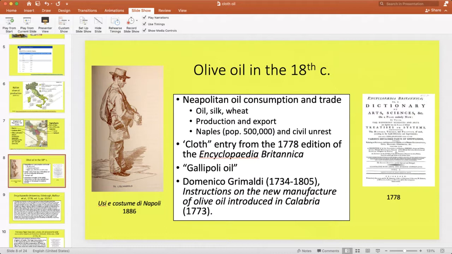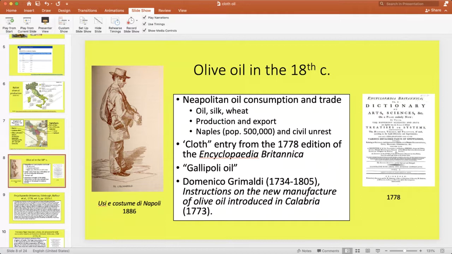Olive oil was one of the major products of the kingdom, along with silk and wheat. There's a lot of revisionist history about southern Italy pointing out that indeed the Kingdom of Naples, much as it was maligned after unification in the historiography of Italy, actually had a really dynamic economy and an Enlightenment culture and all sorts of things, which I don't need to go into here. But notable, the most important export of the kingdom was olive oil, and in particular olive oil from Puglia, from the Terra d'Otranto, and to a lesser extent the Terra di Bari.